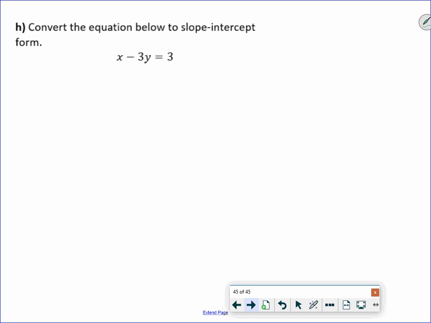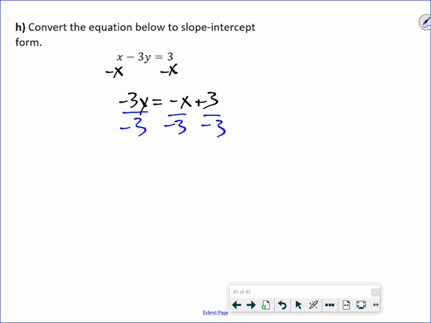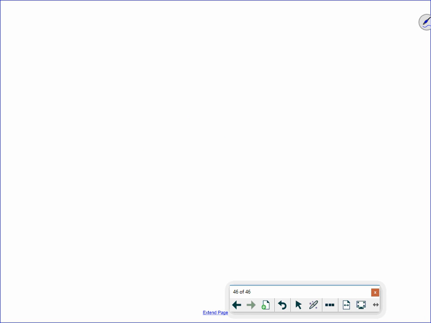Convert the equation below to slope-intercept form. Once again, same process. Subtract the x from both sides, and then divide both sides by the coefficient of y. And so this will be y equals 1/3 x minus 1. And now we're in slope-intercept form. So that is it for the section on graphing linear equations.